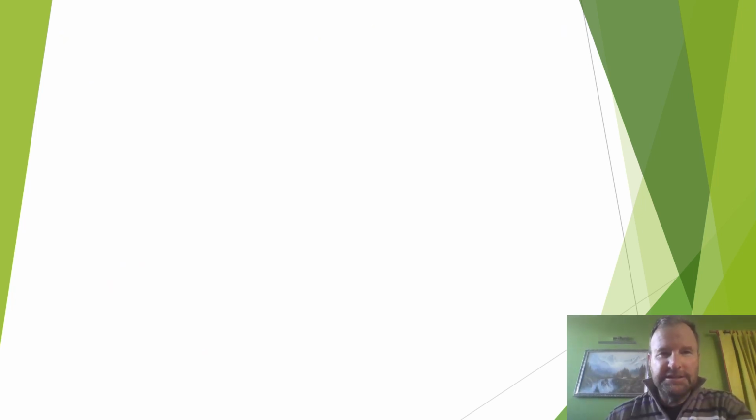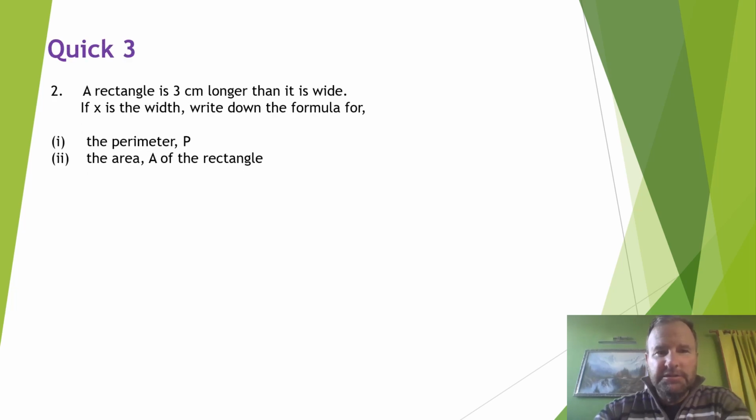Okay, here comes the second question on your quick three. It reads, a rectangle is 3 centimeters longer than it is wide. If x is the width, write down the formula for, part 1, the perimeter P, and part 2, the area A of the rectangle. So pause, give yourself a couple of minutes to answer the question.